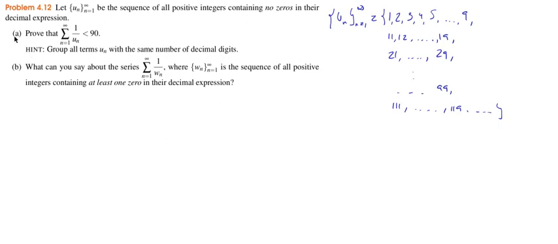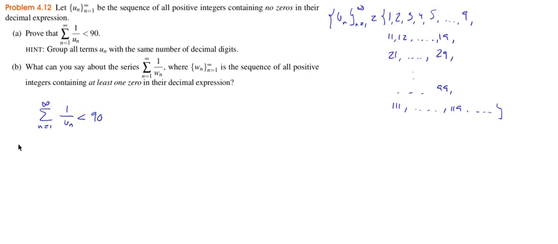Now the first item for this problem is to prove that this series, the sum from n equals 1 to infinity of 1 over u_n, so all the terms in this set, is smaller than 90, which is weird. And the hint says to group all terms u_n with the same number of decimal digits.